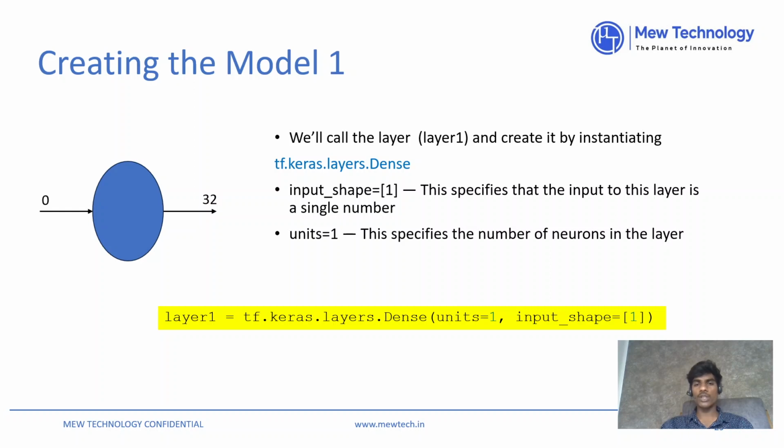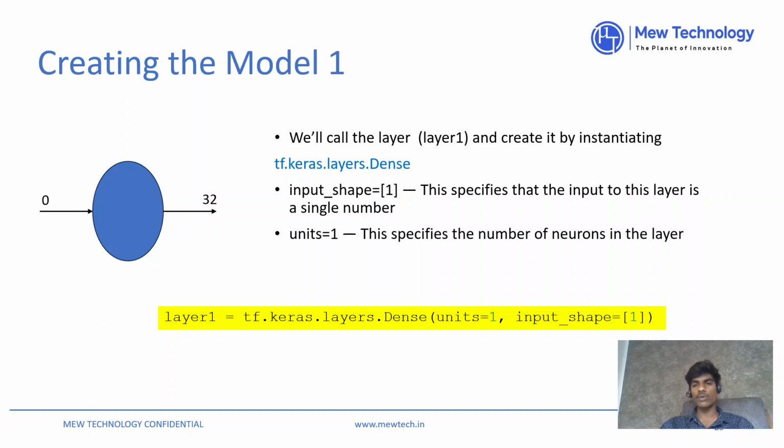What does input shape mean? This is the input data. We already know what our data is. In our data we have only one column, which is Celsius. Celsius is the input shape. That's why I initialize it as 1. Okay, units equal to 1.